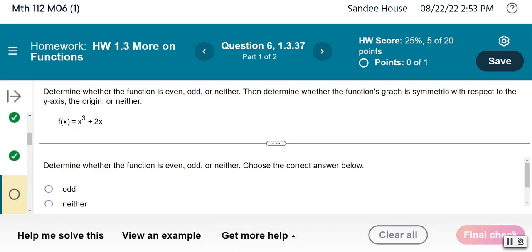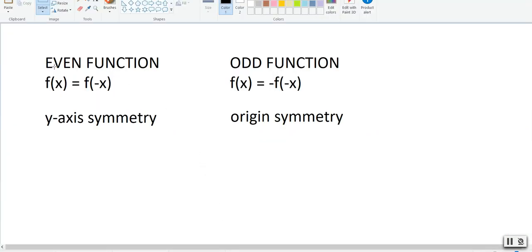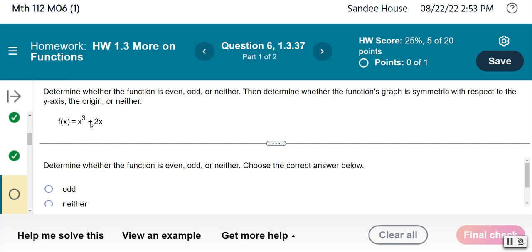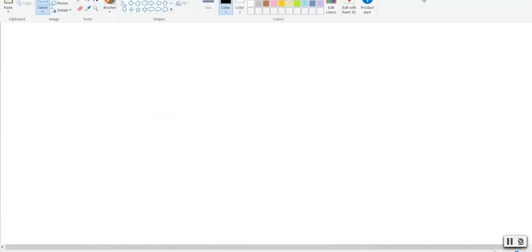So how do we do that? Well, we look at what happens when you put in a negative x for x to see if it comes out the same, even, or opposite, odd. So let's see, our first function they gave us is x to the third plus 2x.